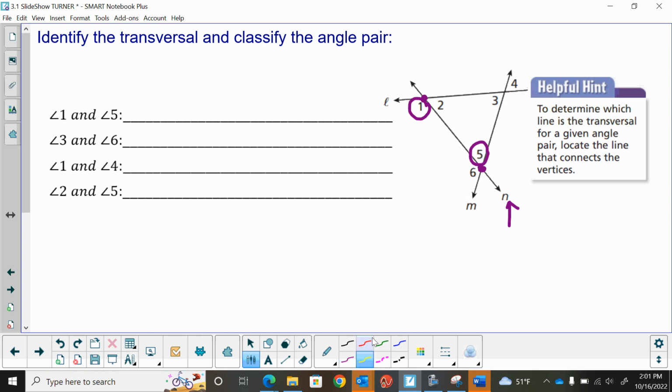And sometimes it's helpful to think about interior versus exterior, because that kind of helps narrow it down. So if you think about squishing these 2 lines together, L and M, the interior then would be 1, 2, 5, and 6. Okay, those 4 angles. And then the exterior would be the 2 angles above line L, the 2 angles kind of below line N. All right, so 1 and 5. Those are both on the interior, and they're on opposite sides of the transversal, or on alternating sides of line N. So those are alternate interior.